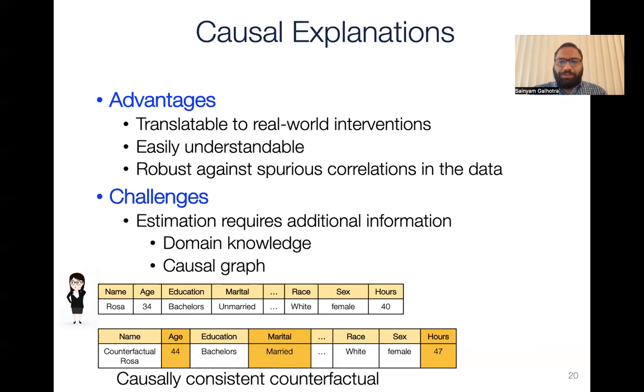The example at the bottom shows a causally consistent counterfactual for Rosa, where increasing age changes marital status and ensures that the number of working hours is less than 50.